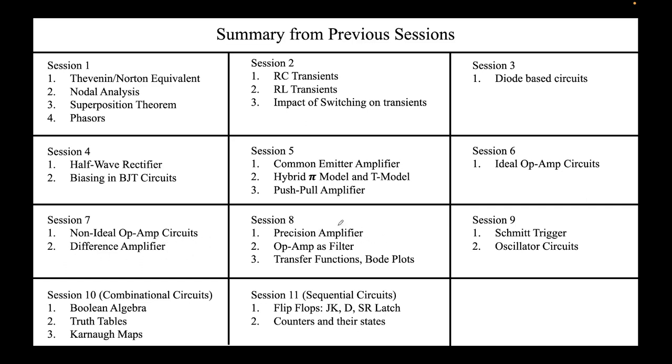In session 8, we saw the precision amplifier, which also includes a diode in the design of an operational amplifier circuit. Then we saw one of the most commonly used applications, the operational amplifier as a filter. In the course of that, we saw the transfer function, which is nothing but the ratio of output and input voltage in the frequency domain. We also saw how we can plot these transfer functions using the magnitude Bode plot and phase Bode plot. In session 9, we talked about positive feedback circuits of operational amplifiers, which are oscillator circuits, and the most prominent application is the Schmitt trigger.